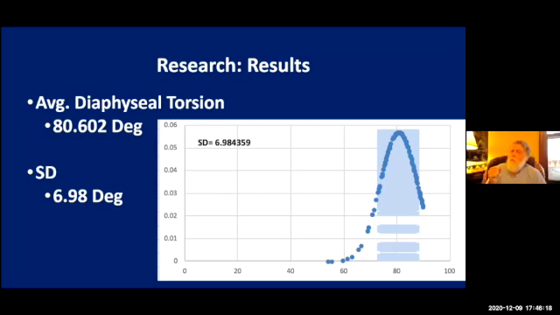And so what we did is we measured the first cuneiform, the navicular, the first metatarsal base, the first metatarsal head. All the proximal structures moved together. The torsion within the metatarsal was completely separate from any motion of the cuneiform or the navicular in the frontal plane.